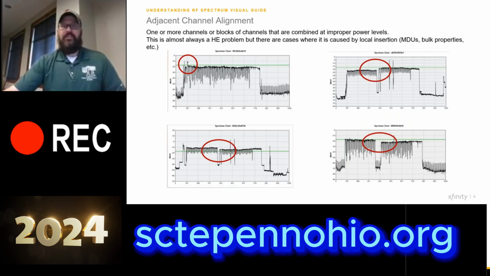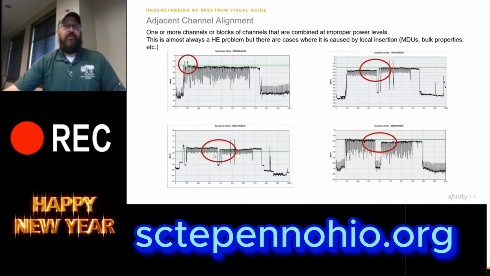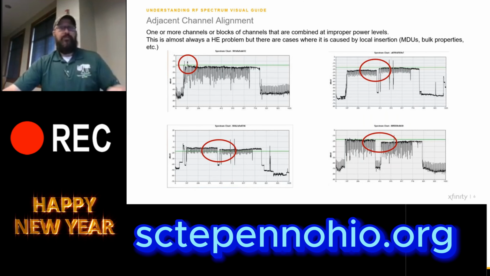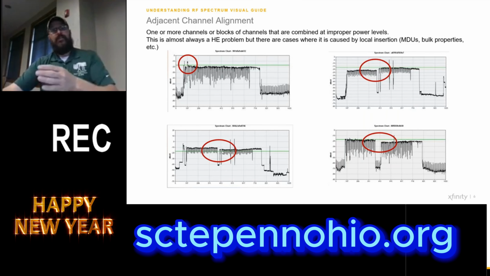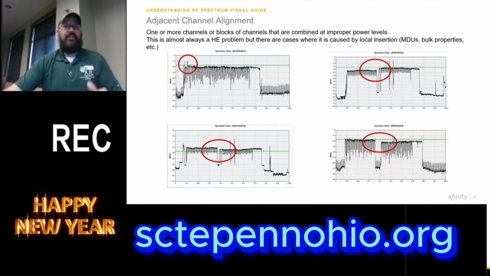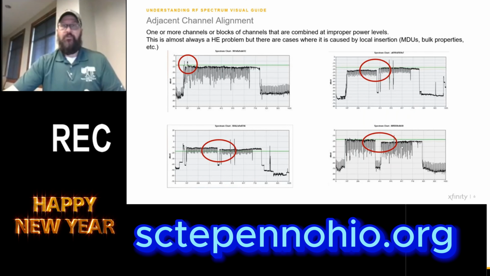Very similar with these other two examples. We'll have a portion of the spectrum. It could be 4 channels, it could be 8 channels, but then adjacent to that, there's a significant difference in the power levels. In a lot of cases, that's in the head end.